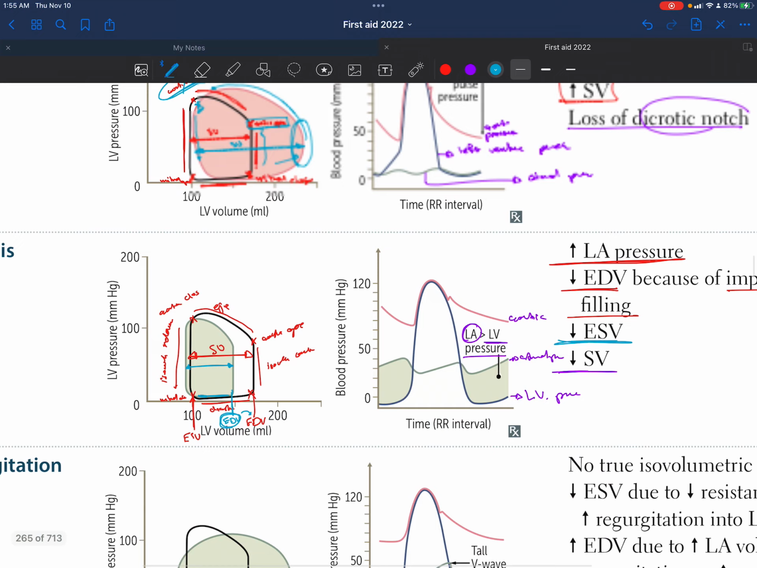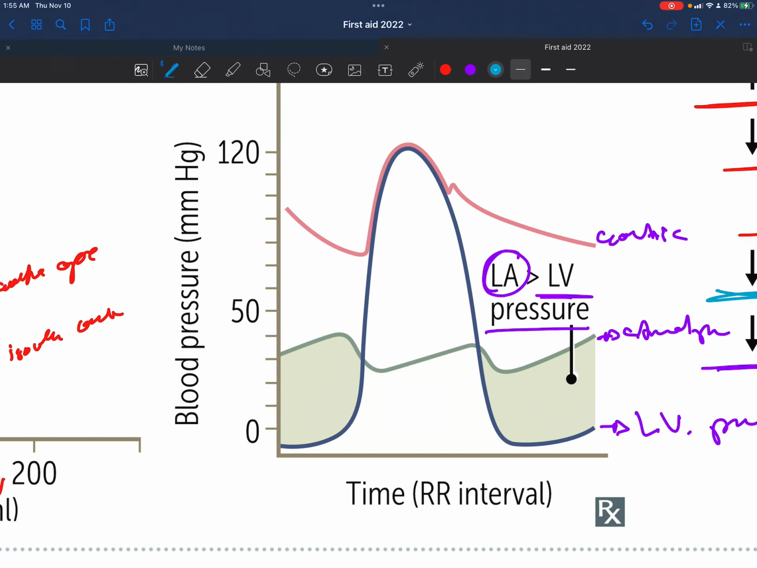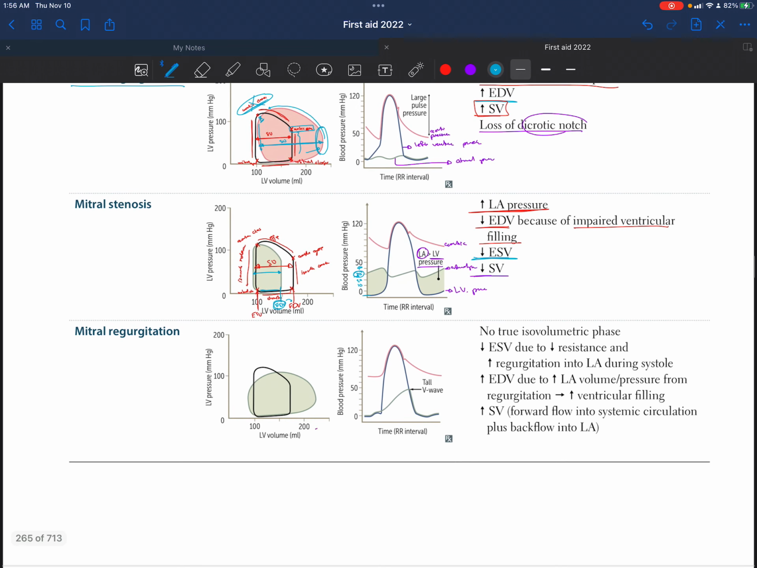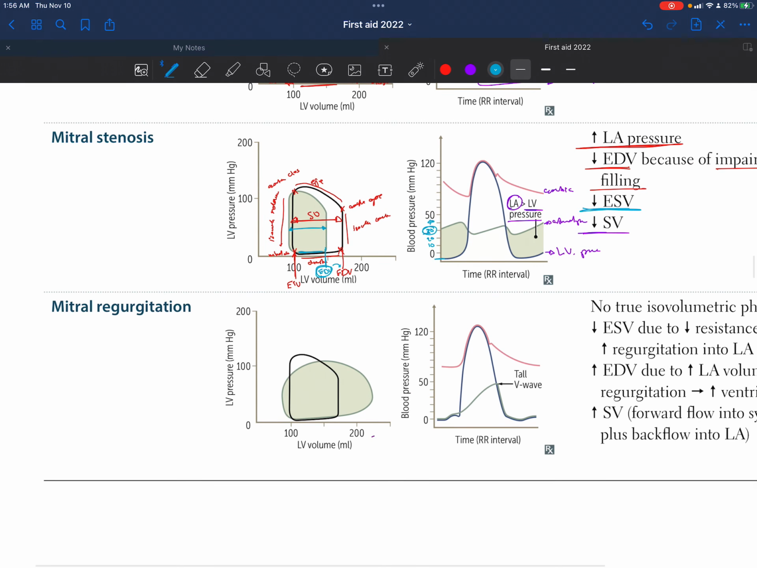So that's why this is, so let's say the 0, 10, 20, 30, 40, and then during diastole, the ventricular pressure is really low, while during diastole, the atrial pressure is 30. So it's just higher than the left ventricle. So for the other disease, and that is the last valvular disease, that's the mitral regurgitation.